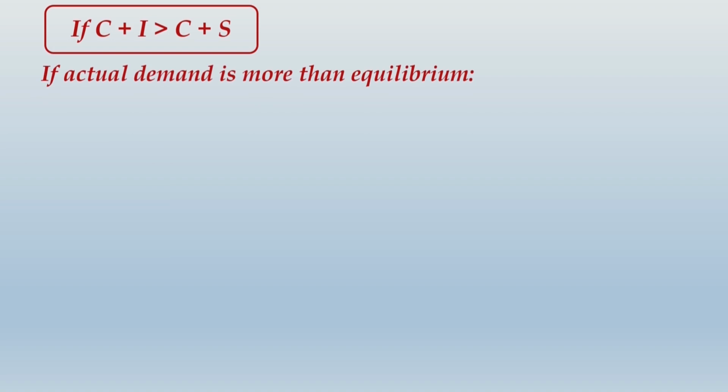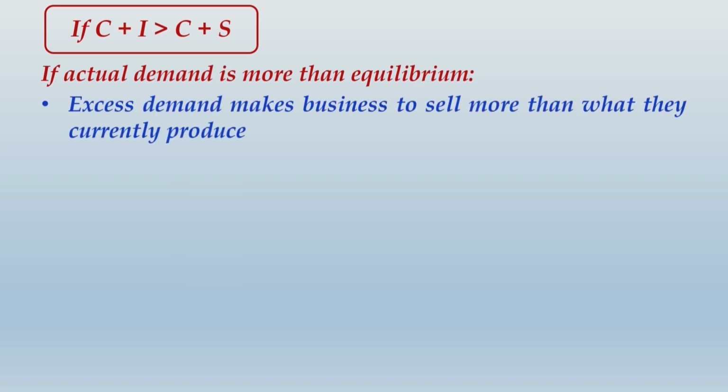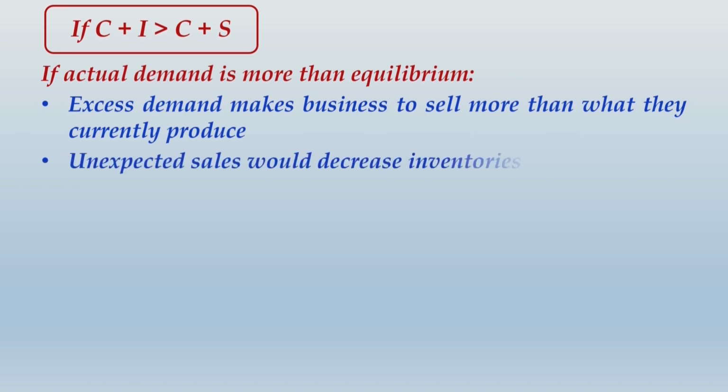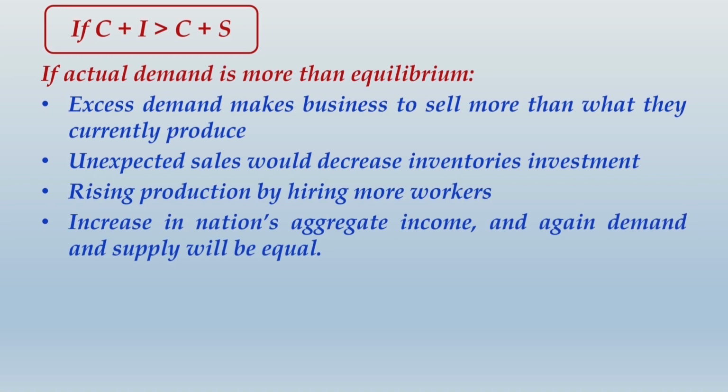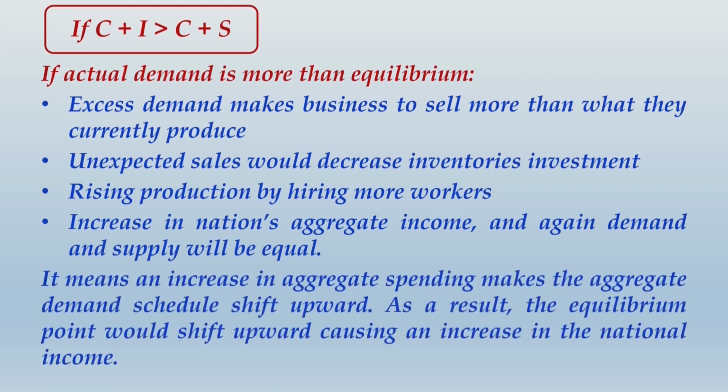Let us move ahead and now deal with the situation where C plus I is greater than C plus S. We have seen already that when C plus I equals C plus S, aggregate demand equals aggregate supply, which means it is the point of equilibrium. Here C plus I is greater than C plus S, which means the actual demand is more than equilibrium. So excess demand makes businesses sell more than what they currently produce. Unexpected sales decrease inventory investment, raising production by hiring more workers, increasing the nation's aggregate income, and aggregate demand and supply will be equal. It means an increase in aggregate spending makes the aggregate demand schedule shift upward. As a result, the equilibrium point would shift upward, causing an increase in national income. So I am going to explain this whole point along with the other side of the story.